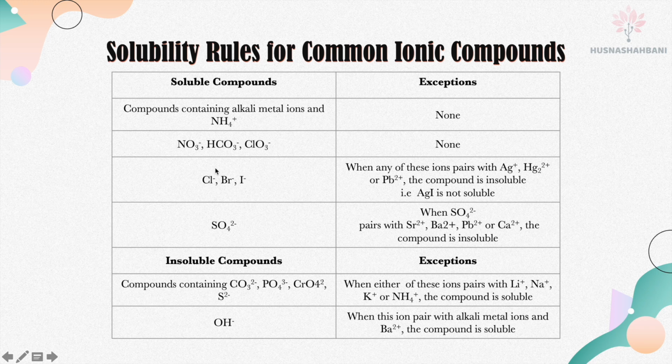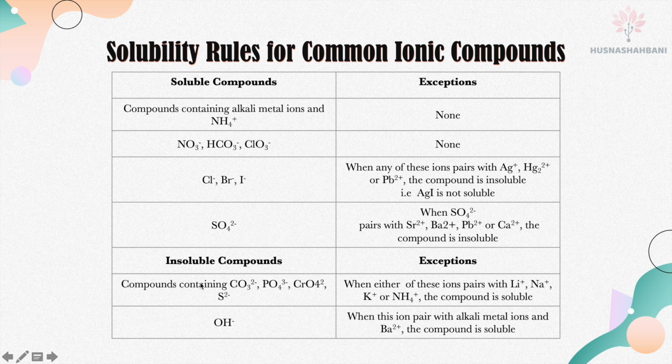Chloride, bromide, iodide are soluble compounds except when silver, Hg2 2+ or Pb2+ combined with any Cl, Br or I, the compound will be insoluble. Sulfate is a soluble compound, but if it pairs with Sr2+, Ba2+, Pb2+, or Ca2+, the compound is insoluble.